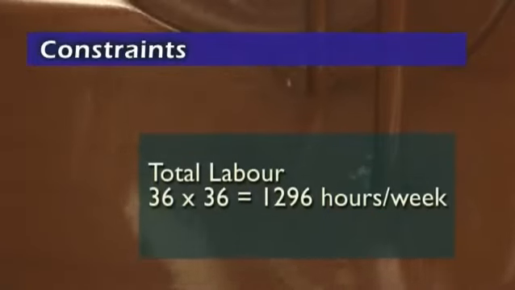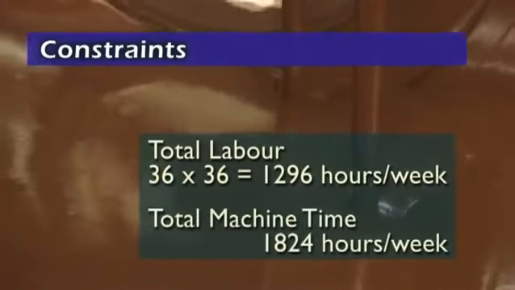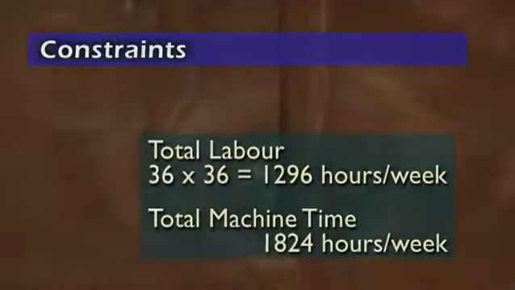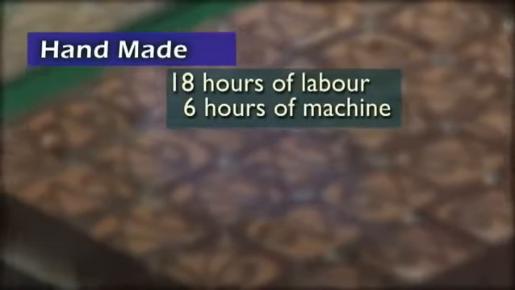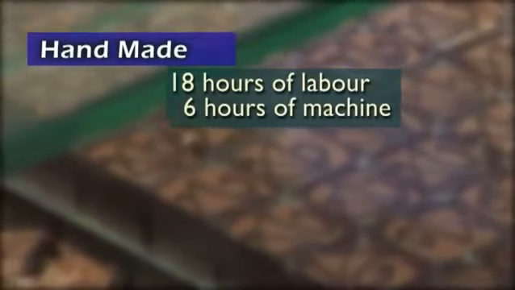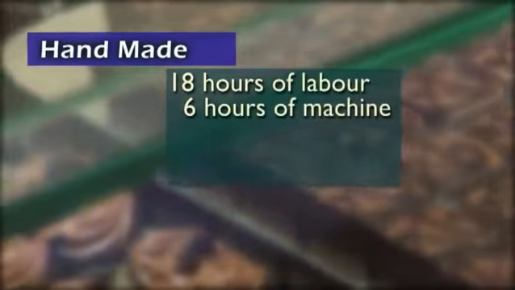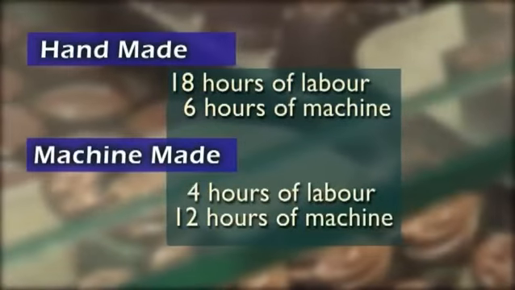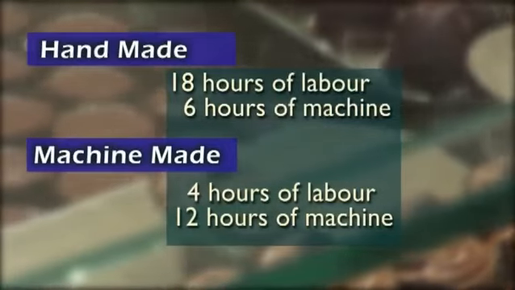They have 1,824 hours of machine time each week, and a batch of handmade chocolates requires 18 hours of labour time and 6 hours of machine time. A batch of machine-made chocolates requires only 4 hours of labour time, but 12 hours of machine time.